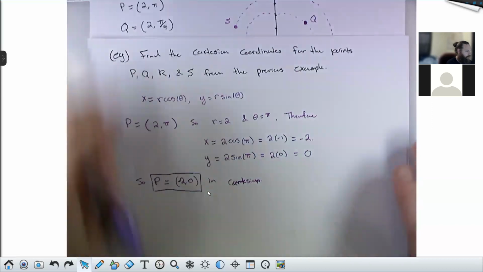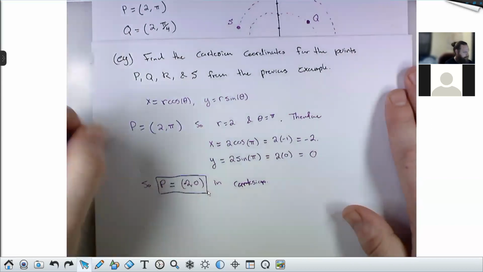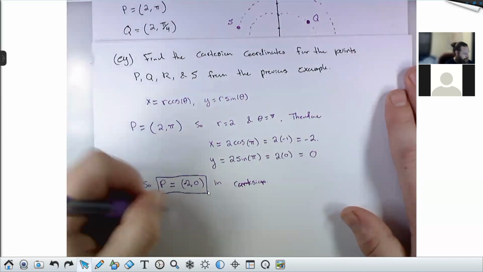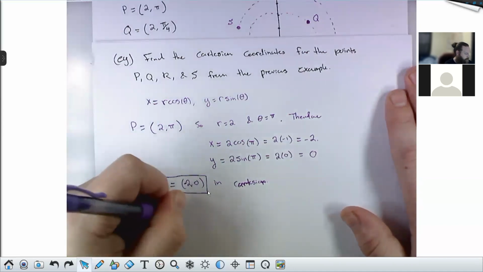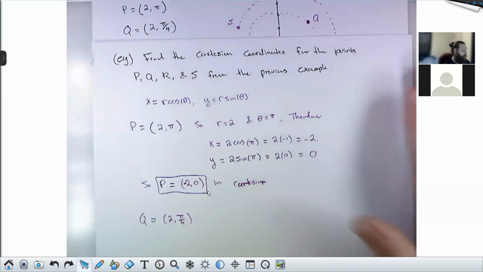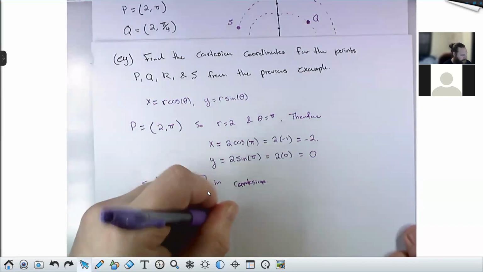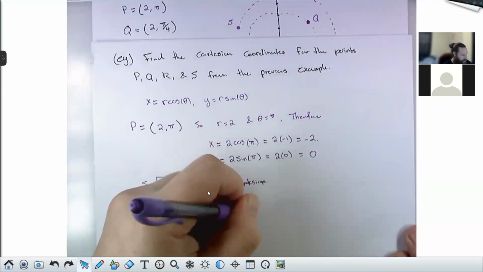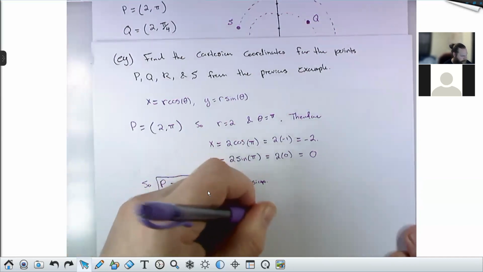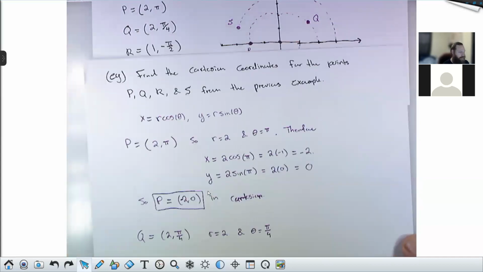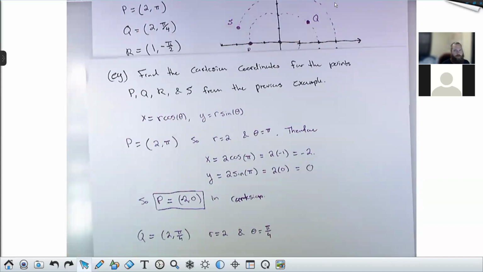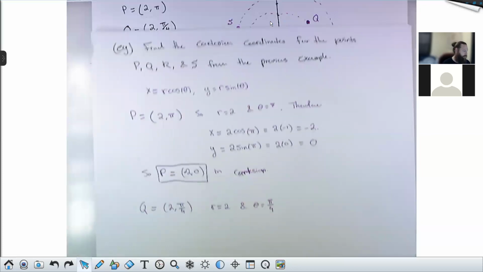The point Q had polar coordinates (2, pi over 4). This is polar. So r here is 2, and theta here was pi over 4. This one's a little harder to guess, right? If you look at the point Q in our drawing above, it's not immediately obvious what the x value is or what the y value is. So here we really do need to use the trig.